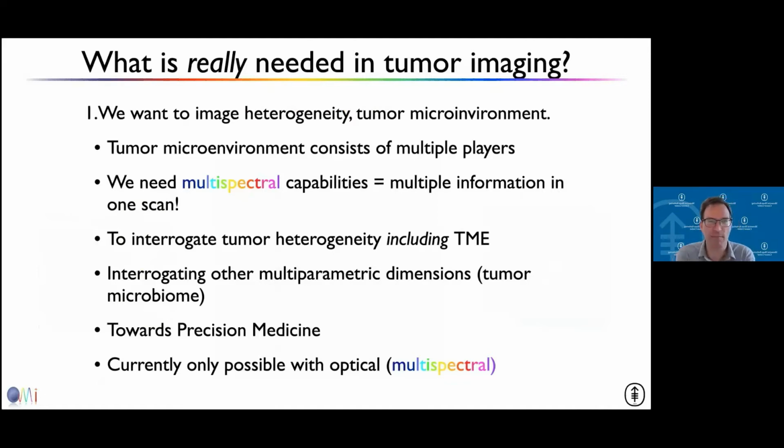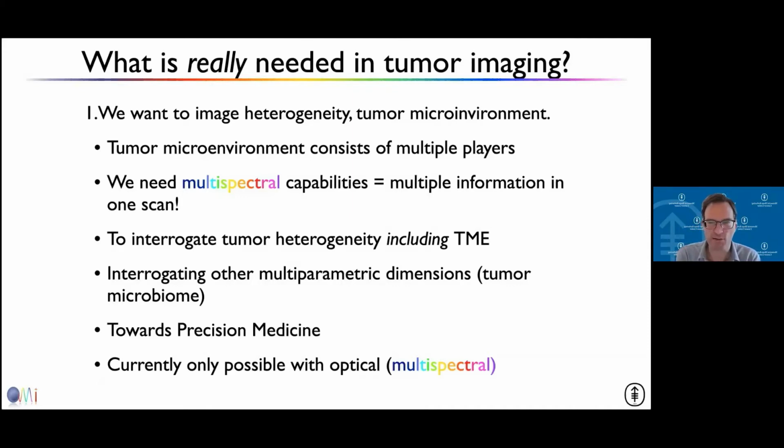We need multispectral capabilities because that can carry multiple pieces of information within one scan. You don't want a patient who is already hit hard by the diagnosis to come back on one day for scan 1, another day for scan 2, another day for scan 3, and another day for scan 4, because time is valuable for these patients. So we want to interrogate tumor heterogeneity.